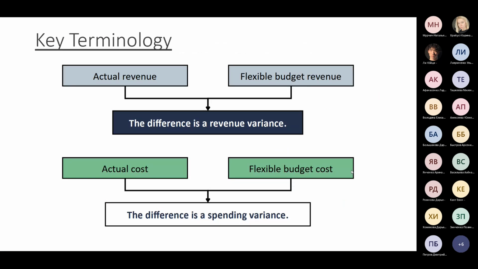So we are speaking about differences or variances, and let's see some specific terms that are used. Actual revenue is the revenue from our historical data, from our income statement. Flexible budget revenue, or budget revenue, is the revenue from the budget of any type, and the difference is the revenue variance. So the revenue variance is just the difference between actual and budgeted revenue. The difference means that we have to subtract one value from the other. Actual cost and budget cost, and the difference is the spending variance, which is just the difference between actual and budget cost.